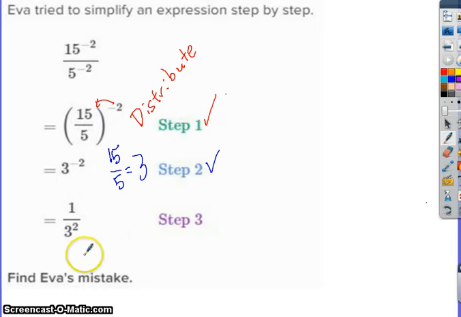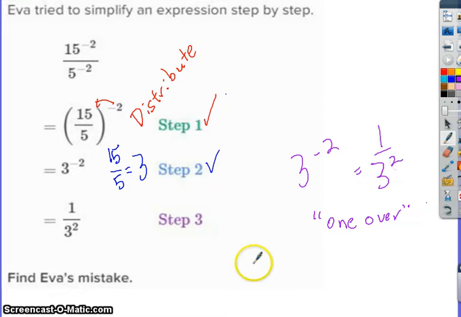So yes, that's legal. And then 3 to the negative 2 by the negative power rule. The negative power rule was the 1 over rule. So it's perfectly legal to put 3 to the second on the bottom here. In fact, you probably should. Okay, and so that's legal as well by rule 4, or the negative power rule. Okay, and so the answer for this one is that there was no mistake.